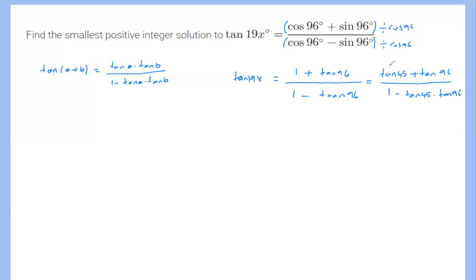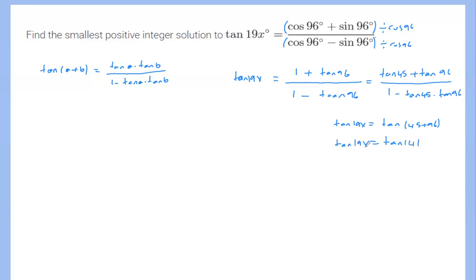We have tangent of 45 plus tangent of 96, so 45 and 96 are my angles, and now we have 1 minus the product of those two. That means the right side is the same as tangent of 45 plus 96. The left side was tangent 19x. If I clean this up a bit, that should be tangent of 141, and that is equal to tangent 19x.